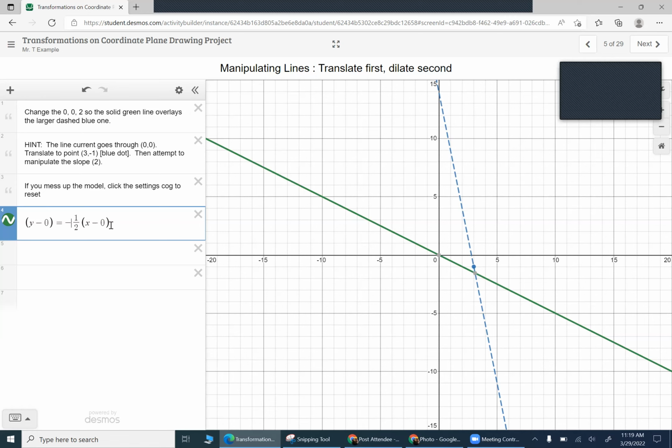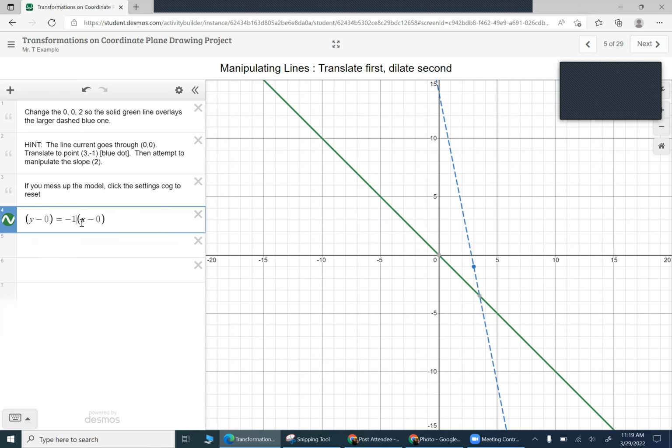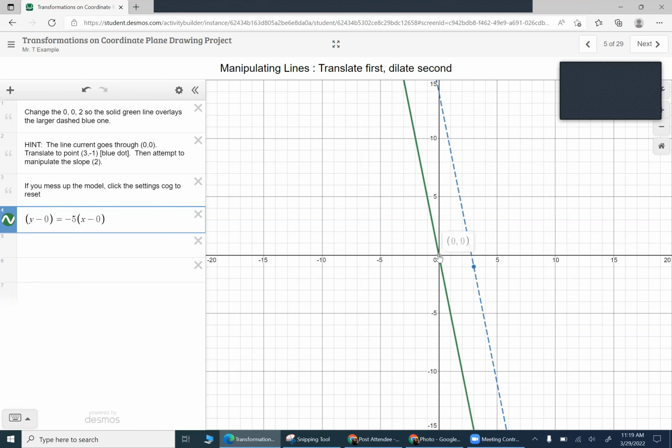I'm going to try to get it parallel first. That looks like it may be -2, maybe. In fact, I could probably figure that out. -2, nope, not quite. -3, -4, -5. Okay, this is parallel. Now I want to move this 0, 0 point over to this point. I can actually move this anywhere, but that's the right idea. This is at 0, 0. I want to translate it over 3 and down 1. So over 3, x minus 3, and then down 1 would be minus a -1, or +1. Now those things line up.